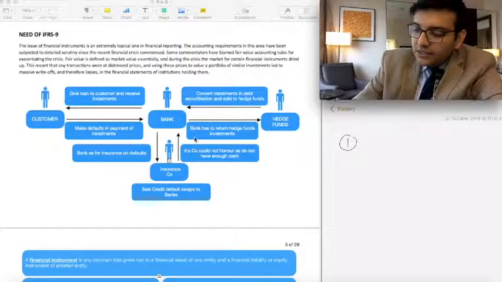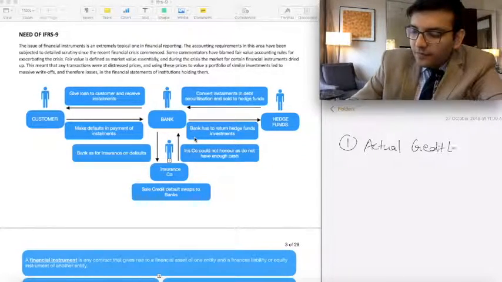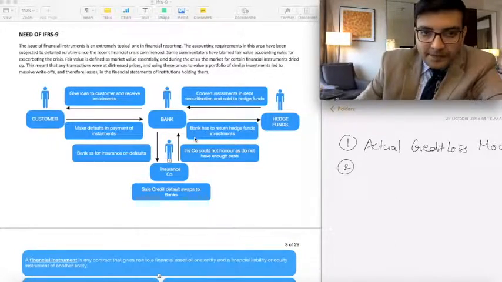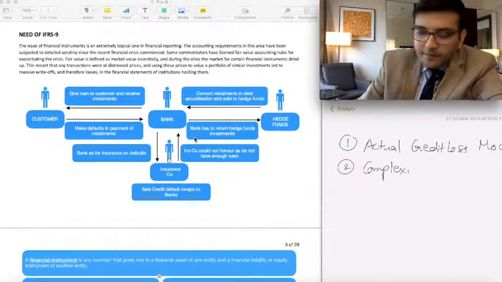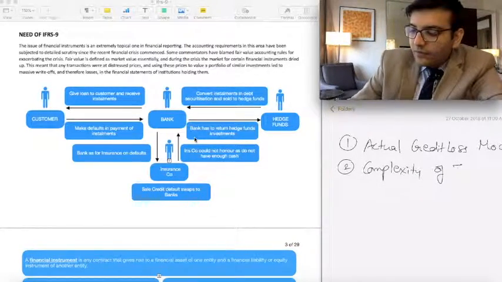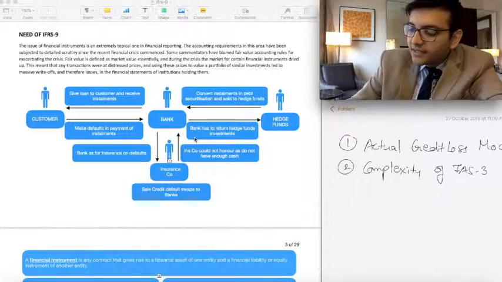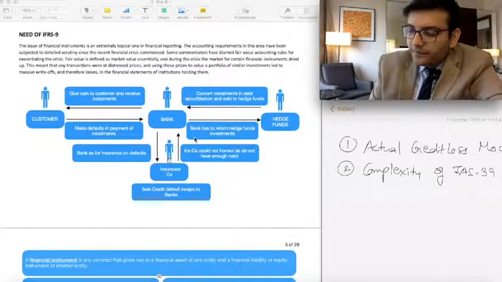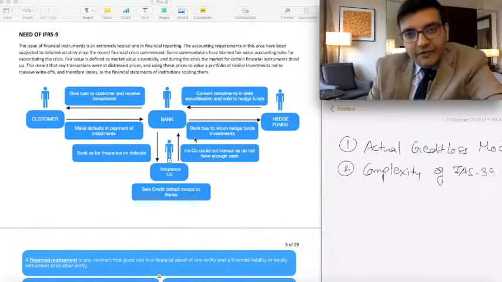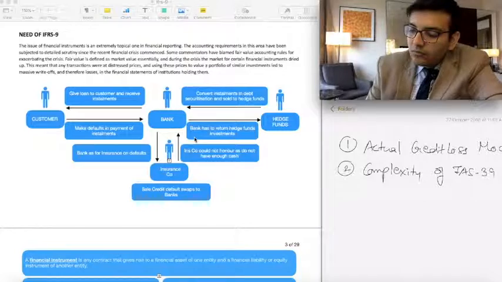Number one is the actual credit loss model. And number two is the complexity of IAS 39. So these were the two reasons because of which IFRS 9 was brought into picture. Now I'll just give you a brief of these two things.